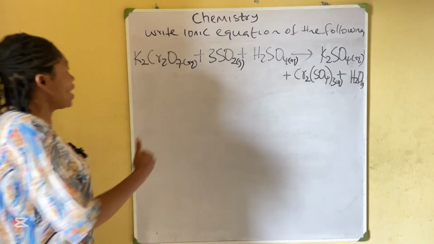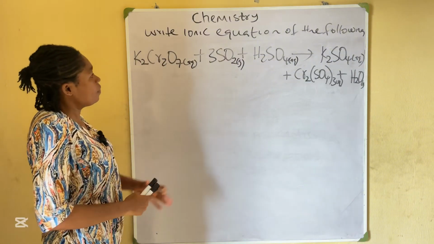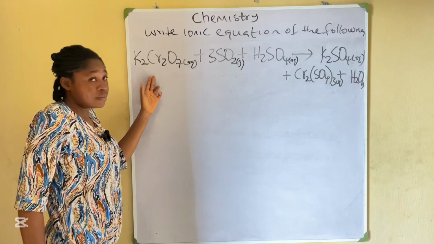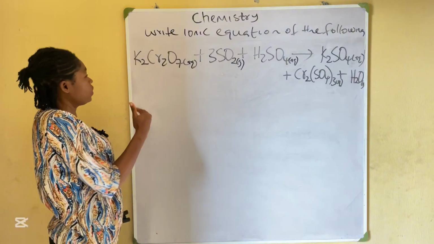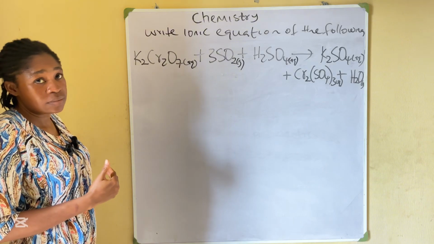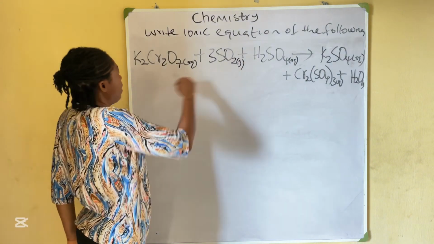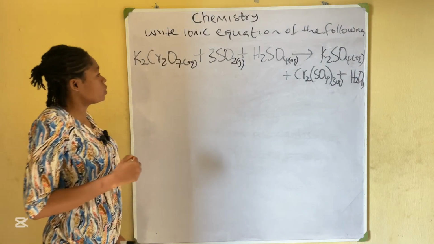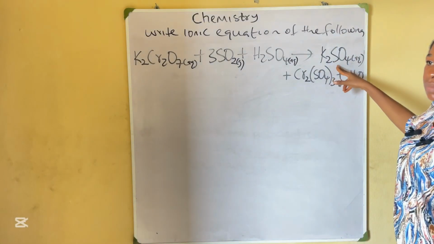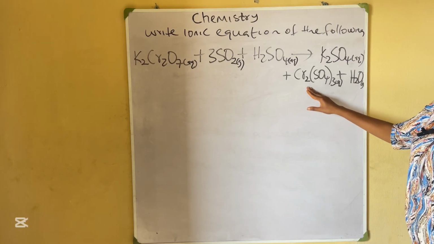Okay, look at this equation. Write the ionic equation of the following. This is the reaction of sulfur(IV) oxide with acidified potassium heptaoxodichromate(VI) to give potassium tetraoxosulfate(VI), chromium(III) tetraoxosulfate(VI) and water.